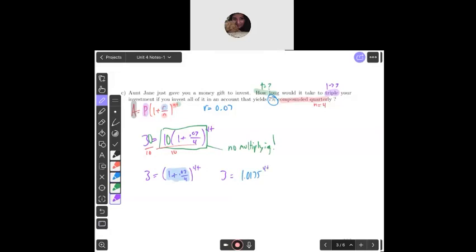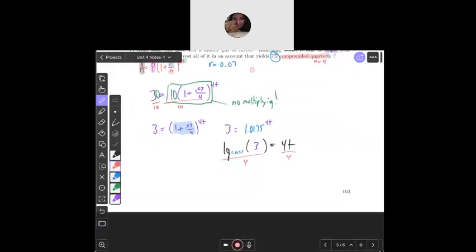I'll borrow just a minute of your time, okay? That we're going to go logarithmic. So log base 1.0175 of 3 is going to be equal to 4t. And so the next thing I would do would be to divide by 4.